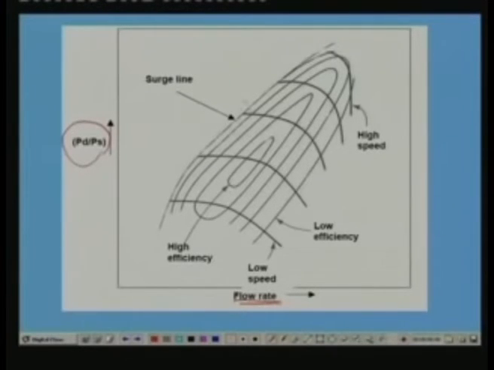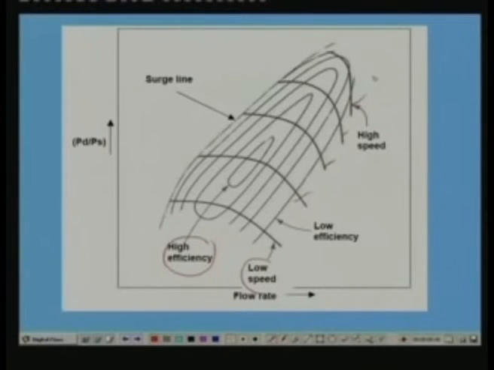Okay, so these lines are constant efficiency lines, all these lines are constant efficiency lines, and the innermost one, as you can see here, is the high efficiency line. This is the high efficiency line. Okay, so then this is for the low efficiency. Okay, as you move away the efficiency reduces, and on the same curve you can also see the constant speed lines. Okay, for example this is a low speed line and these are all the constant speed lines.